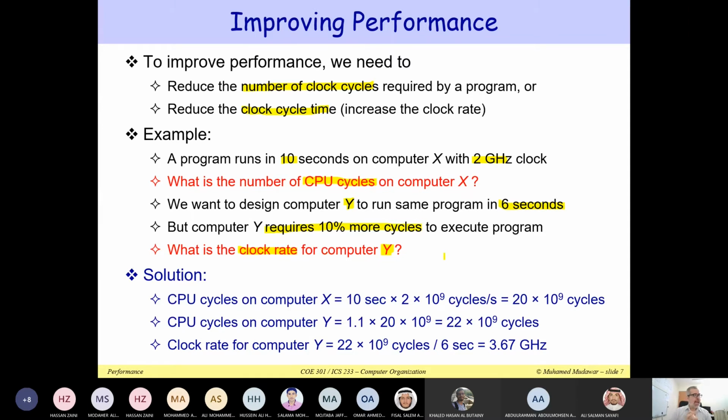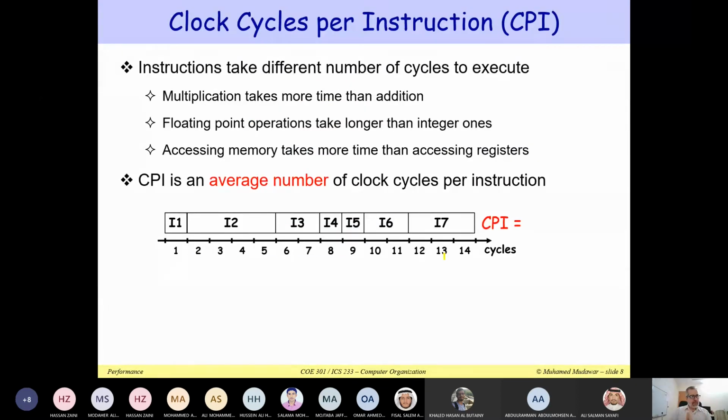Okay. Any question about this? Fine. So now there is an important metric used in CPUs, which is called the clock cycles per instruction.